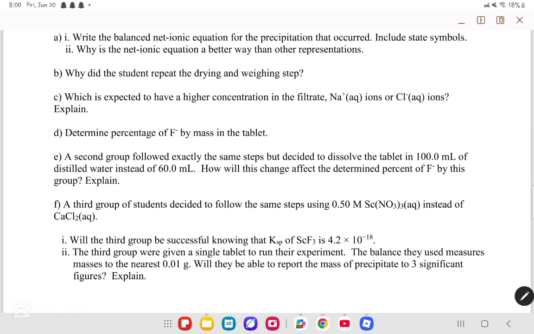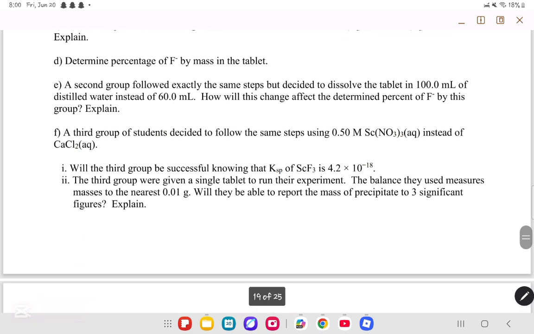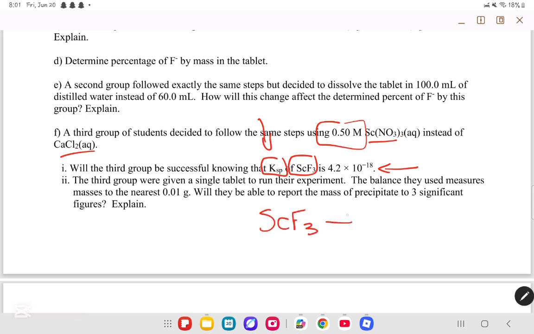Now finally, part F. A third group of students decided to follow the same steps using 0.5 molarity of ScF3 instead of this. Will the third group be successful, knowing that the constant is a very small number? This is the equilibrium constant of ScF3, right? Because it is a very small number, that means ScF3 will form a precipitate. Because it will form a precipitate, then for sure it's going to be successful.